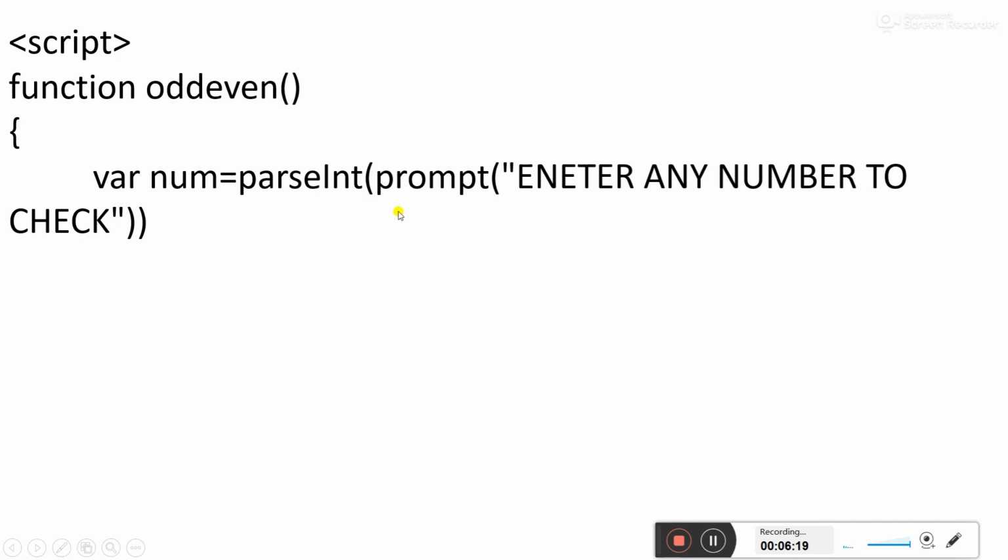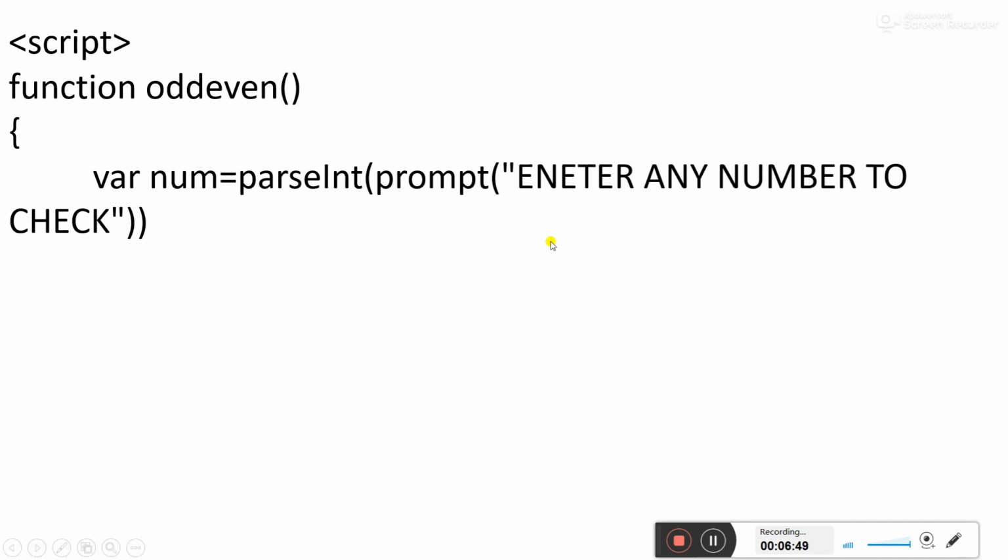And this parseInt, the I is in capital letter. parseInt is a method which will convert the number accepted by using prompt method into integer value. As I already explained, whatever we accept from the prompt box is in the form of string. So to convert that string value into integer value, we require a method that is called parseInt. parseInt is a method which is used to convert the string value into integer value.